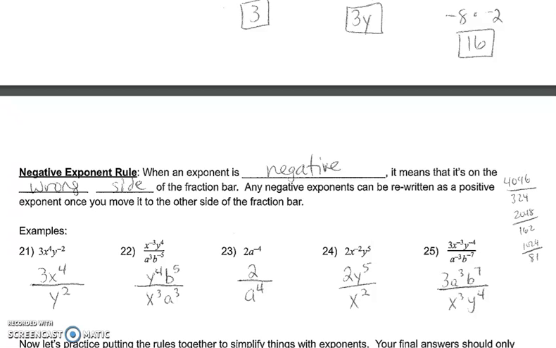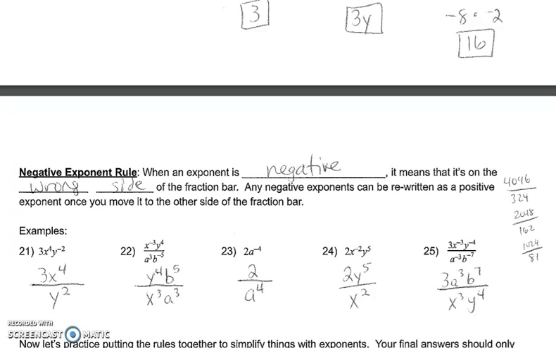Okay? So let's look at 21. 3x to the fourth, y to the negative second. The 3 is an acceptable number. X to the fourth is acceptable. Y to the negative second is not. It has a negative exponent. So you're going to take that and move it to the bottom of the fraction. 3x to the fourth stays on the top. Y to the second goes to the bottom.